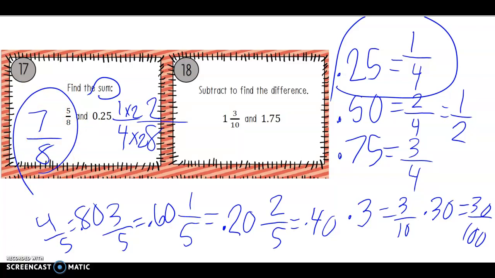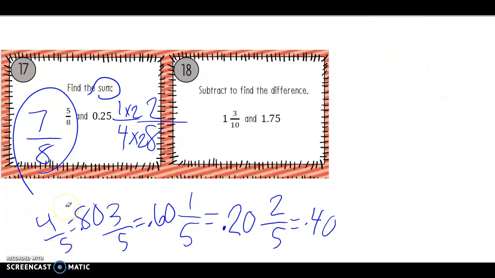All right, and so we look at this one over here, number 18. Now we're going to subtract 1 3/10 and 1 75 hundredths. So on this particular problem, I think I am going to turn the fraction into a decimal. So 1 3/10 as a decimal will just be 1.3. I have to find the difference, I have to subtract. So obviously when I subtract, the larger number has to go on top. So I don't put 1.3 on top, I have to put 1.75 on top.